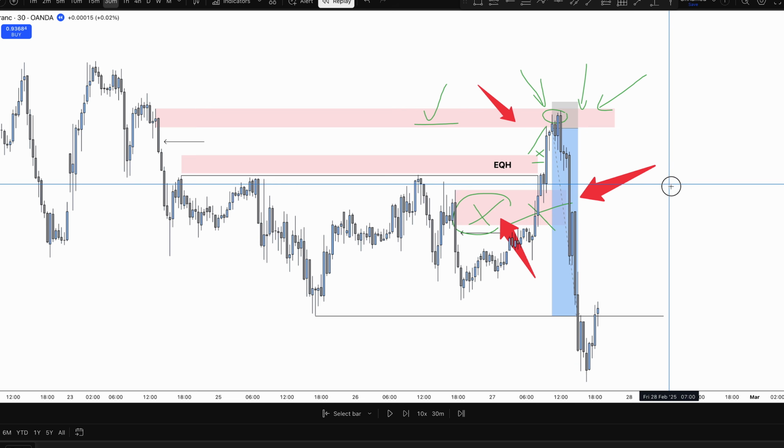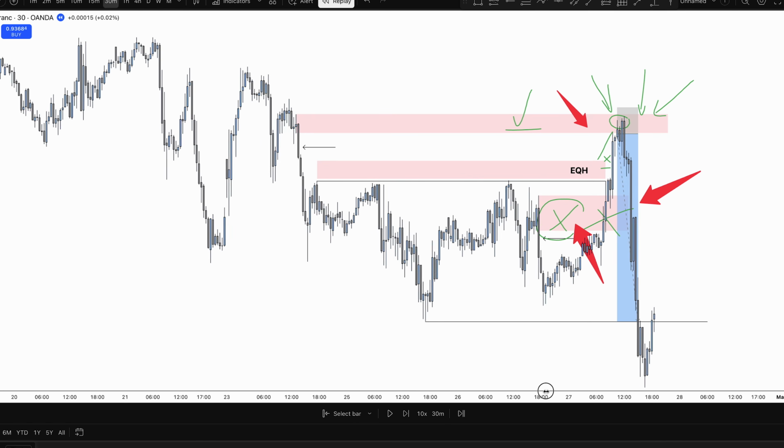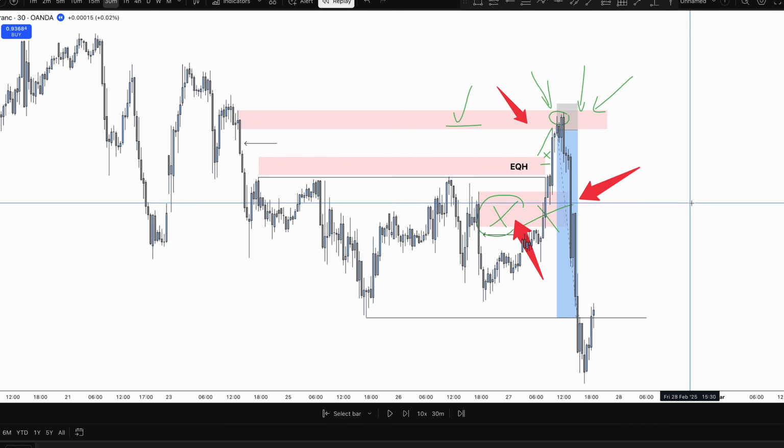So the next few classes are going to be focused on liquidity as well in different formats. You'll use those ones a little bit less, but they are incredibly valuable to know and understand.